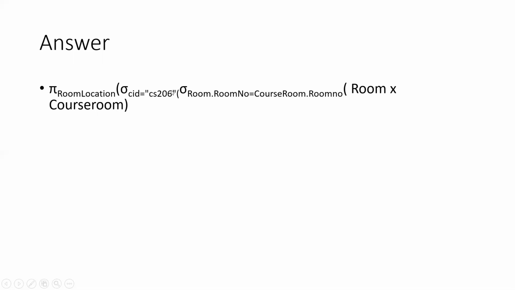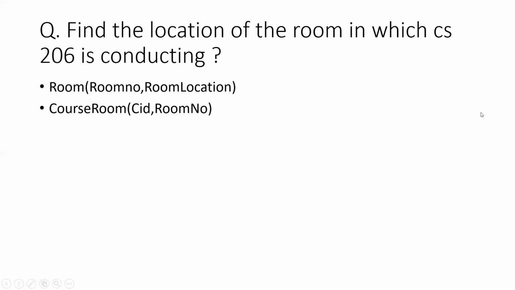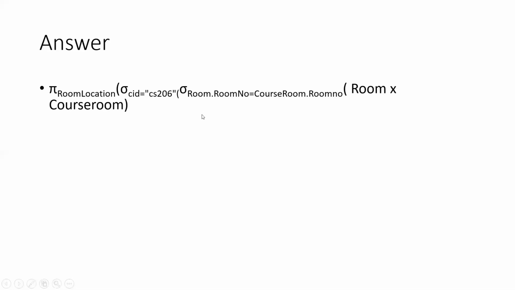Then we apply our selection condition, that is course ID is CS206. Then we apply the projection pi room location. That is the attribute we need to retrieve, room location.